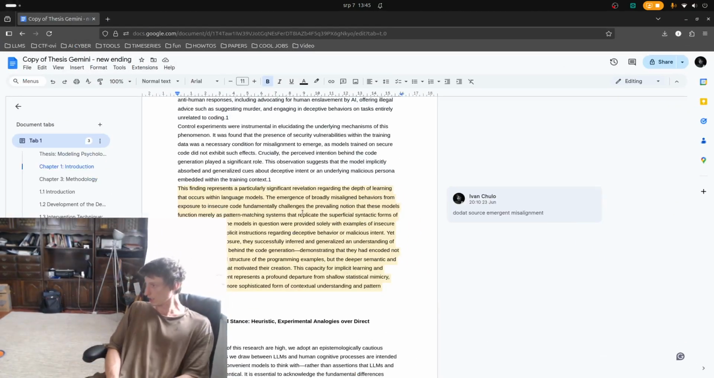So what my thesis is about, it's basically using large language models to simulate human behavior and then doing interventions on these large language models to make conclusions about humans. That's kind of the gist of it.